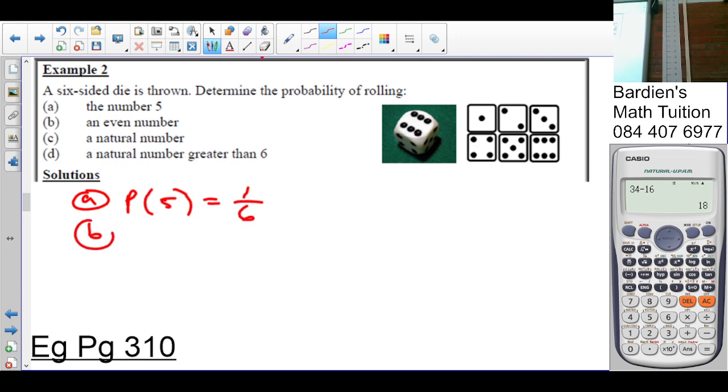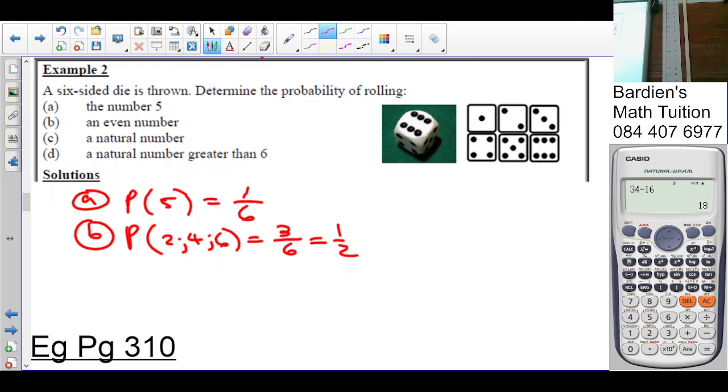Let's go to B, an even number. What are the even numbers? 2, 4, 6. So Jessica, what do you think the answer will be here? 3, yes, well done, over 6. Which is what? 1 out of 2. Yes, Michael?